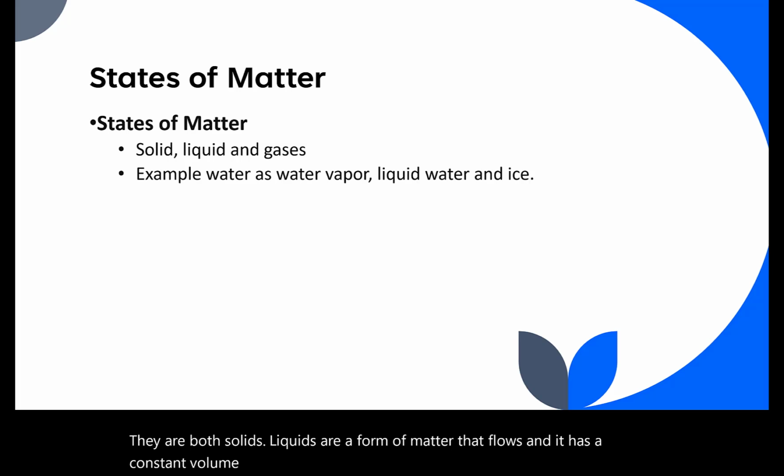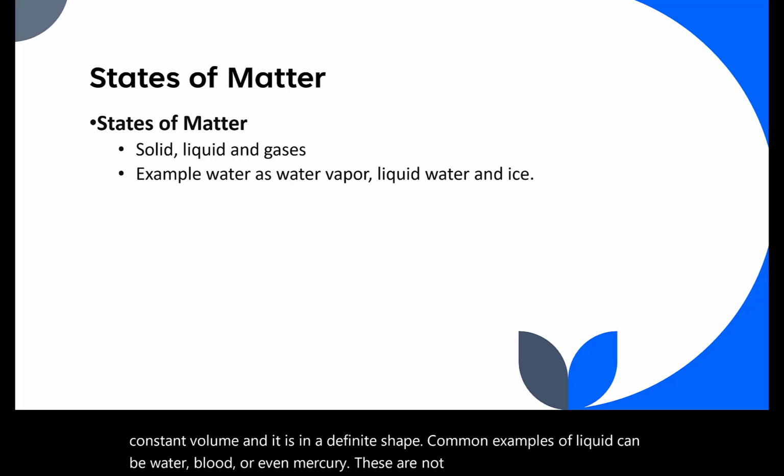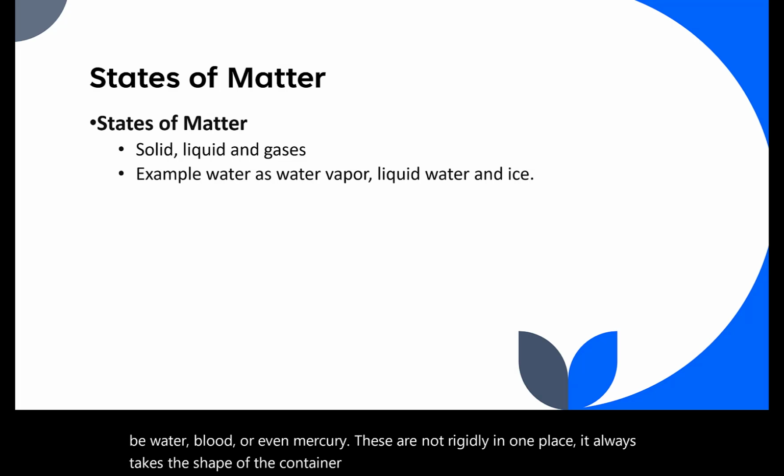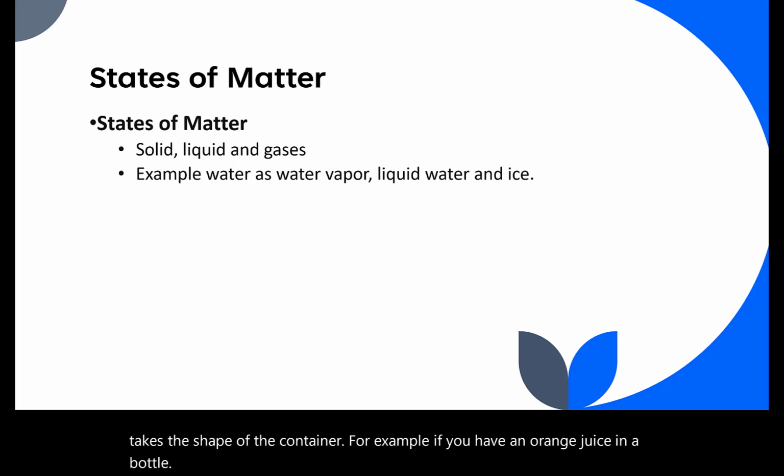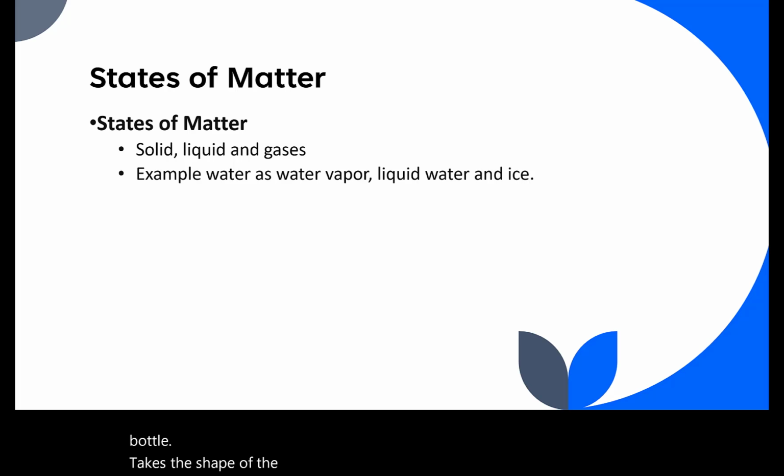Liquids are a form of matter that flows, and they have a constant volume but no definite shape. Common examples of liquids are water, blood, or even mercury. These are not rigidly in one place. A liquid always takes the shape of the container. For example, if you have orange juice in a bottle, it takes the shape of the bottle, and similarly apple juice and so on.